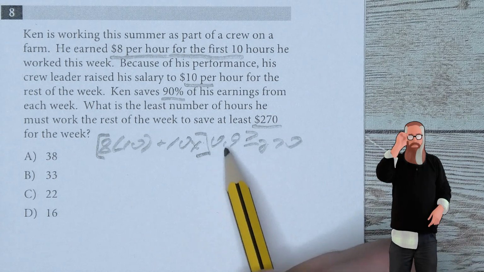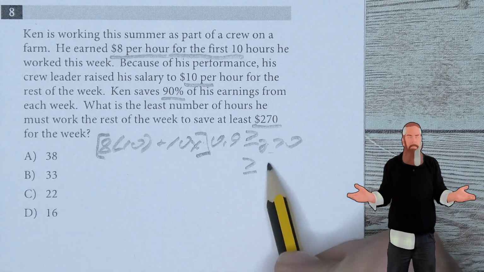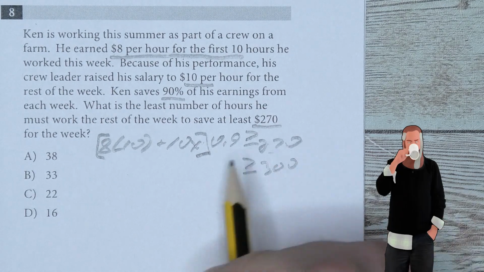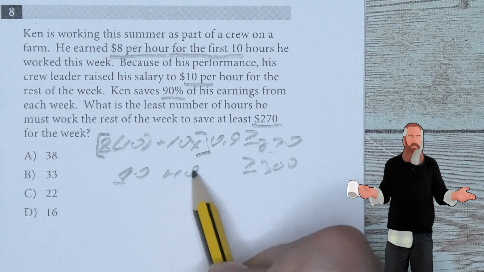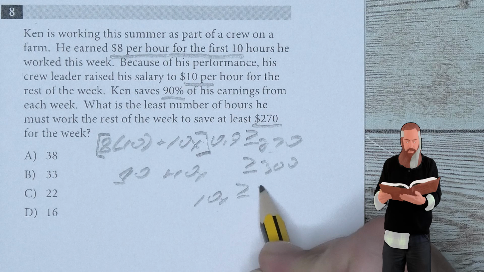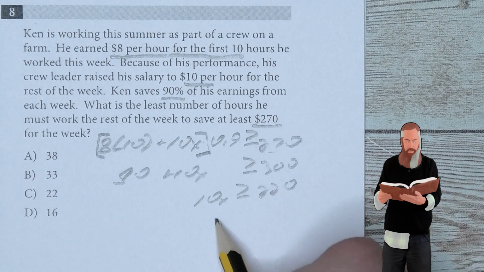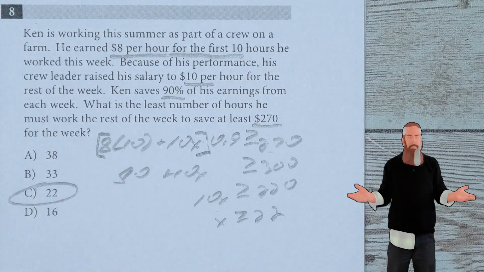In solving this, if I divide both sides by 0.9, 270 is going to become 300. This is going to leave me with 8 times 10, which is 80, and 10x. Moving 80 to the other side, I get 10x is greater than or equal to 220. So x must be greater than or equal to 22, which is C.